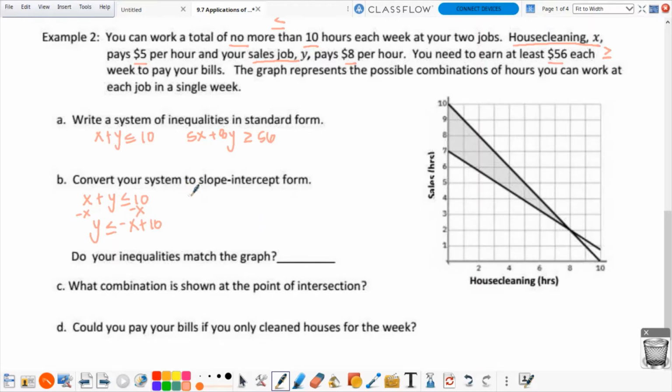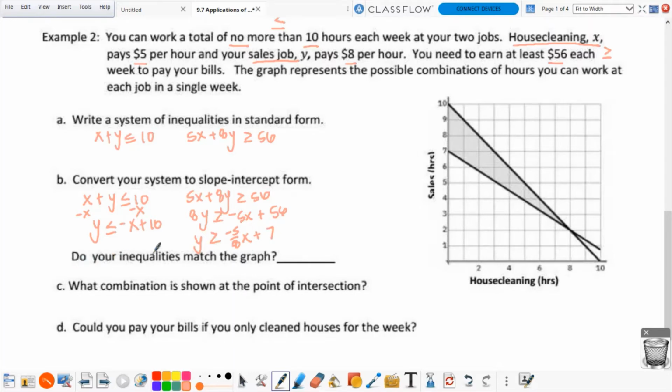All right, then we have 5x plus 8y is greater than or equal to 56. So to solve for y, first we need to subtract 5x. And we still need y by itself, so we're going to divide by 8. So negative 5 divided by 8 is going to stay as a fraction, negative 5 over 8x. And 56 divided by 8 gives us 7.